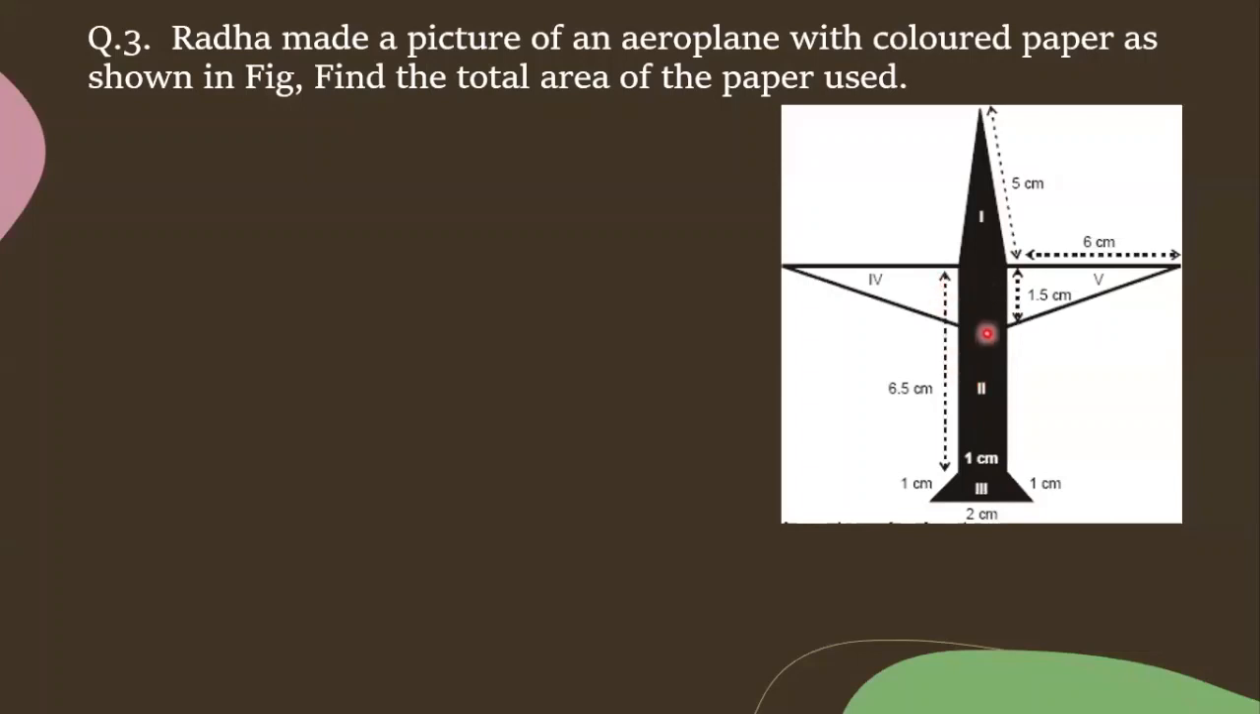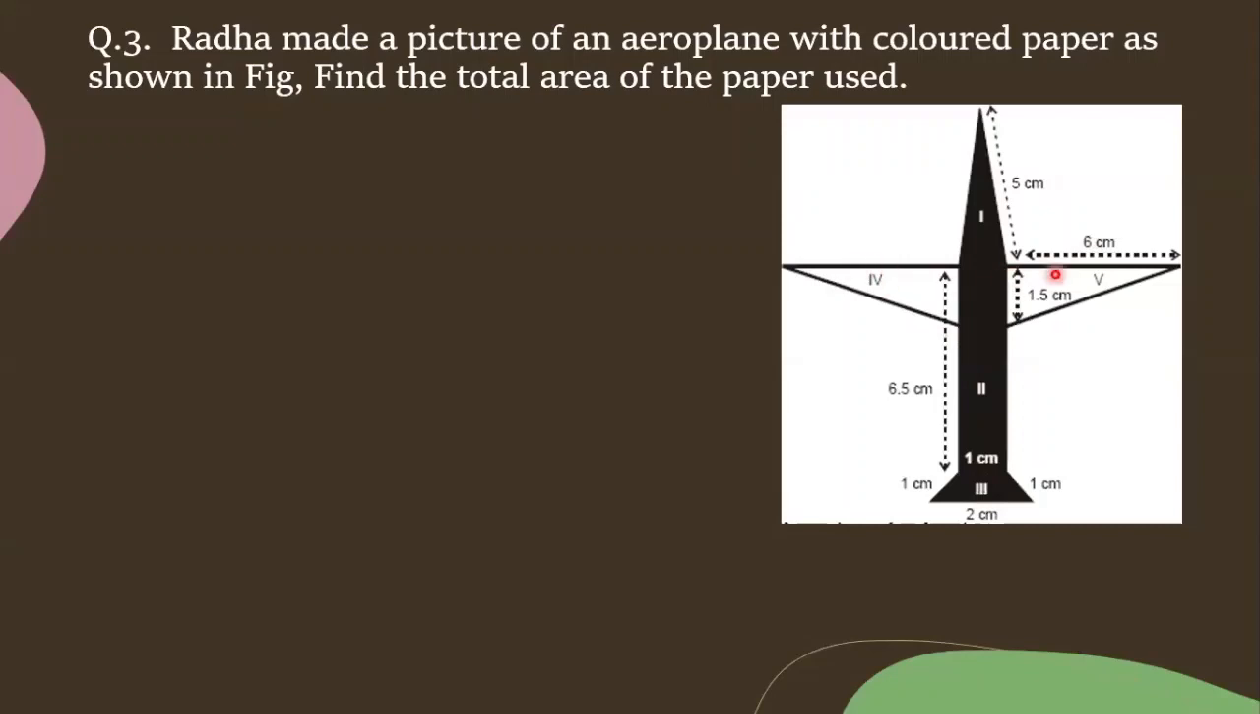Second figure is a rectangle. Length into breadth. So what is the length value? 6.5. Breadth value? 1 centimeter. So the area is 6.5 centimeter square. Next, before going to the trapezium, just come back to this one.